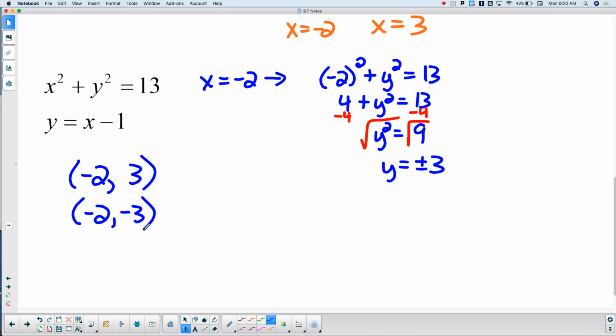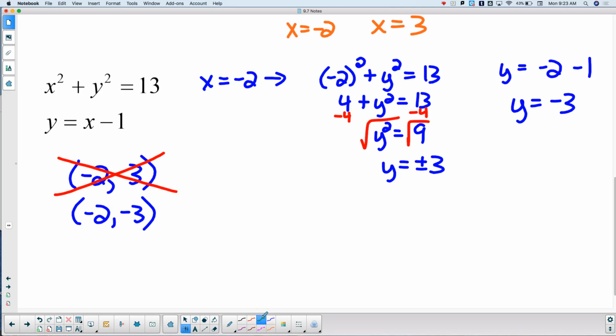Now I've got to plug -2 into y equals x minus 1, so y equals -2 minus 1. I've got to plug it into the second equation also. What's -2 minus 1? -3. So that tells me that this point, the one with positive 3, doesn't work, because I would have gotten +3 and -3 there if both of them worked. With me?